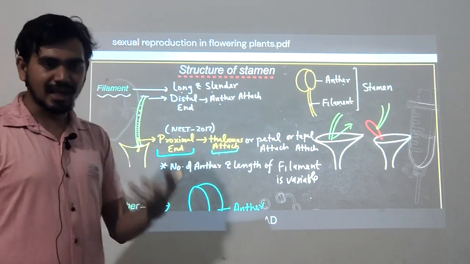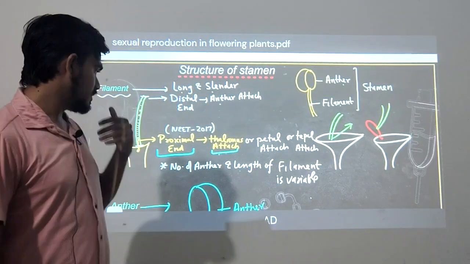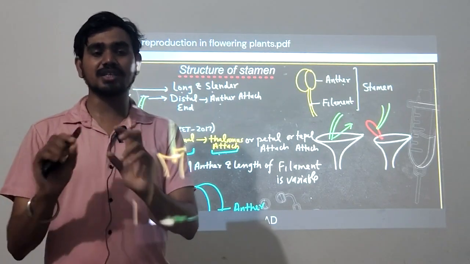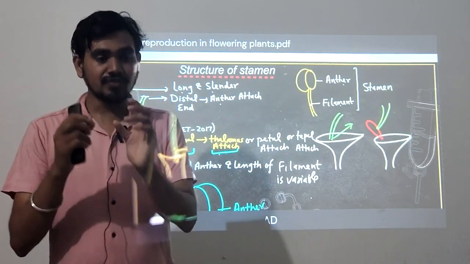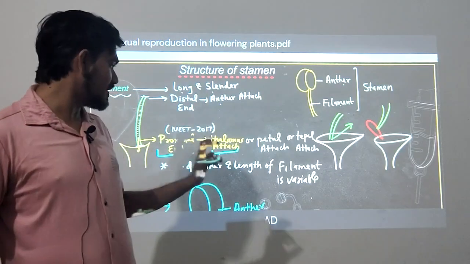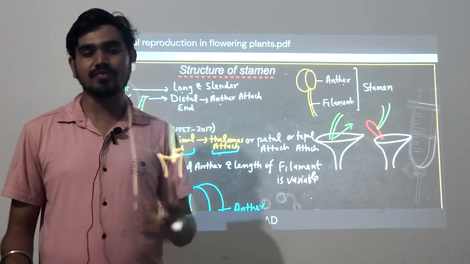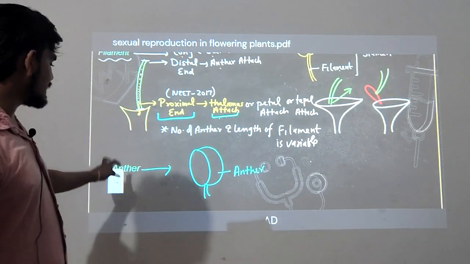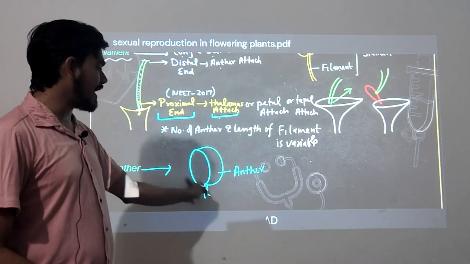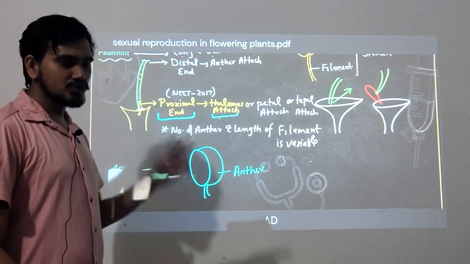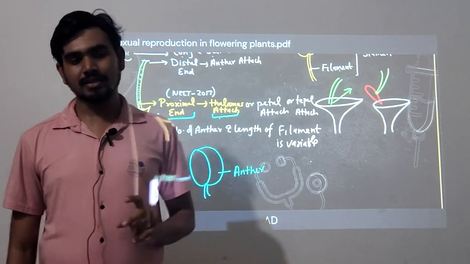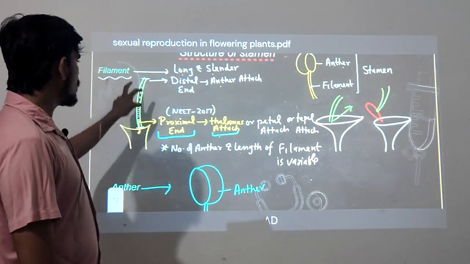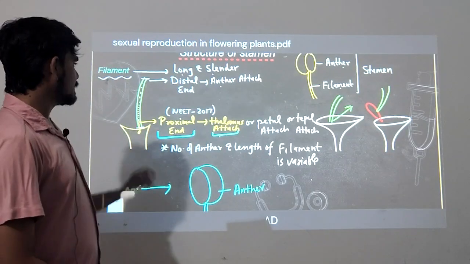The length and the number of filaments are variable according to the flower. Different flowers have different numbers of filaments, different numbers of anthers, and different lengths of filament in different varieties of flowers. The upper bilobed part is known as the anther. So in the stamen there are two parts: the first is the anther and the second is the filament. The filament is long and slender.